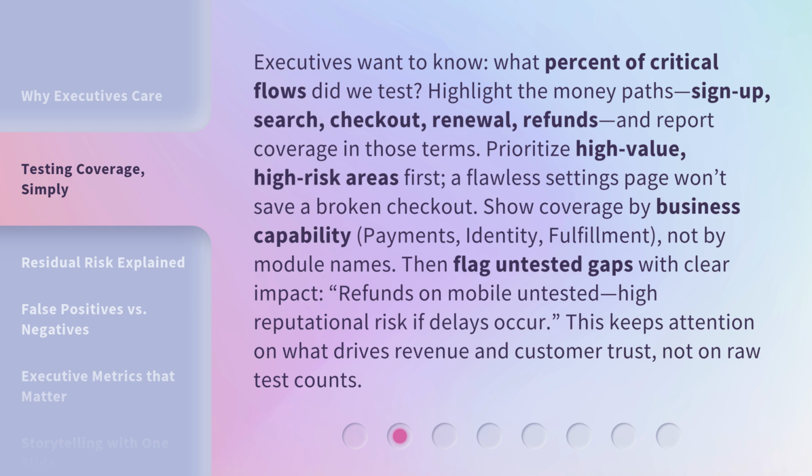Show coverage by business capability, payments, identity, fulfillment, not by module names. Then flag untested gaps with clear impact. Refunds on mobile untested, high reputational risk if delays occur. This keeps attention on what drives revenue and customer trust, not on raw test counts.